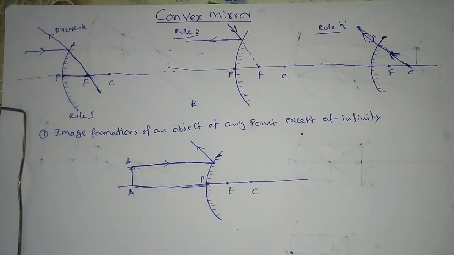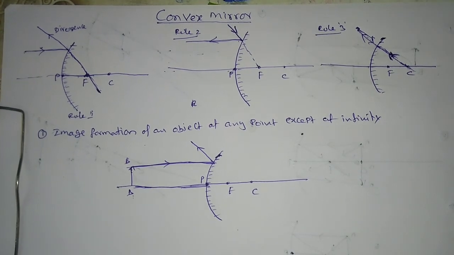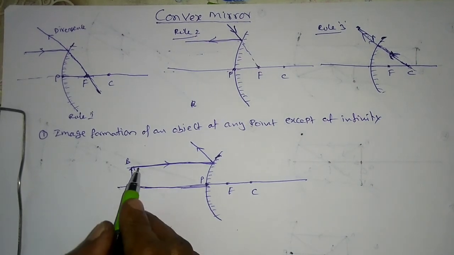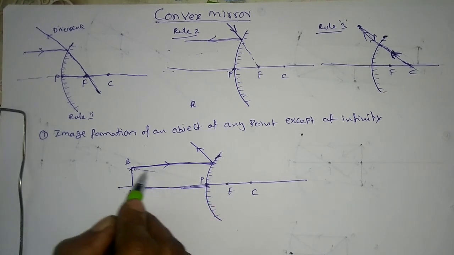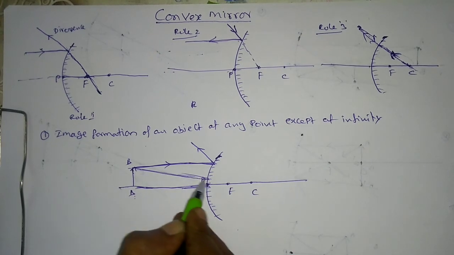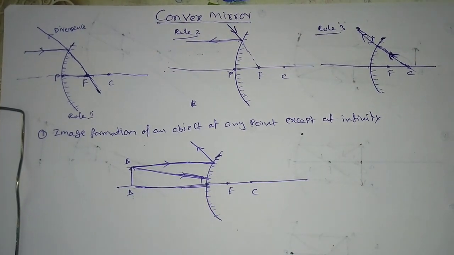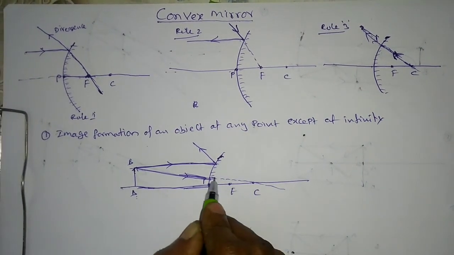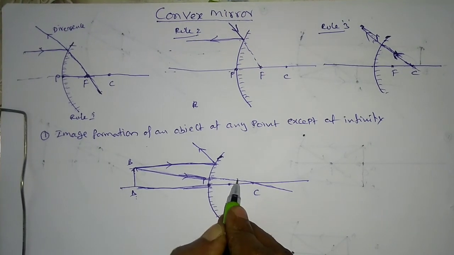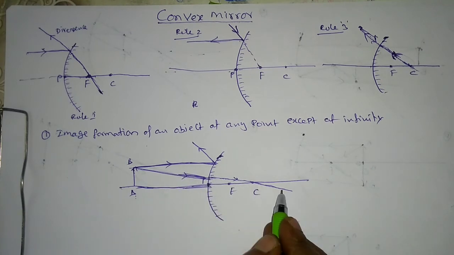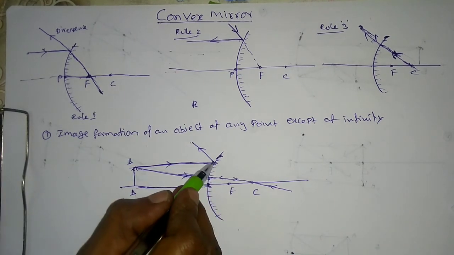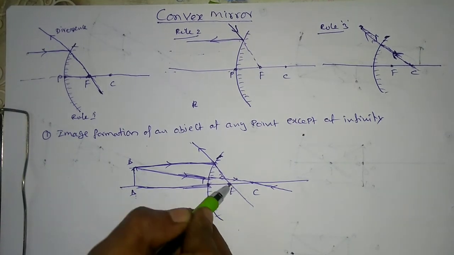Another ray is passing towards the center of curvature, nearly like this. As we know, condition number three is that whenever a ray is directed towards the center of curvature, it will be reflected back. And this divergent ray will be extended so that it passes through the focus point. Extension.